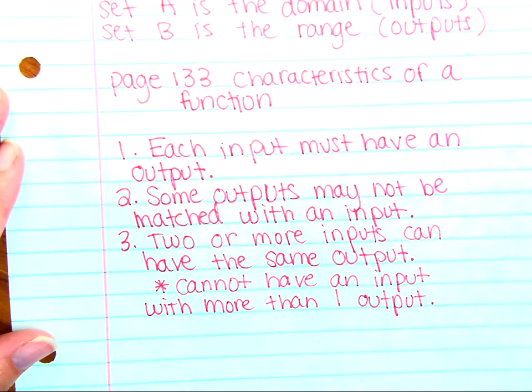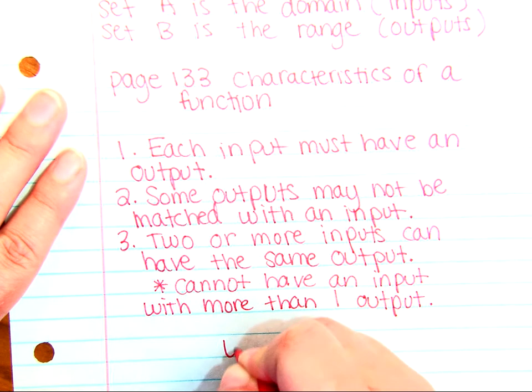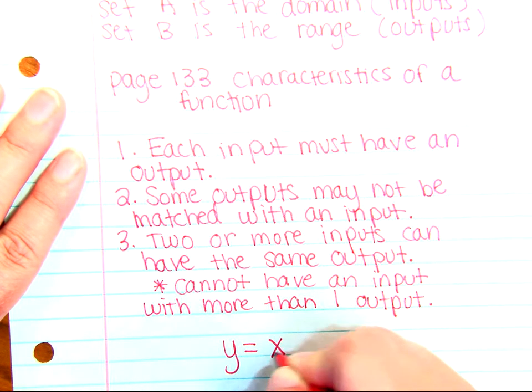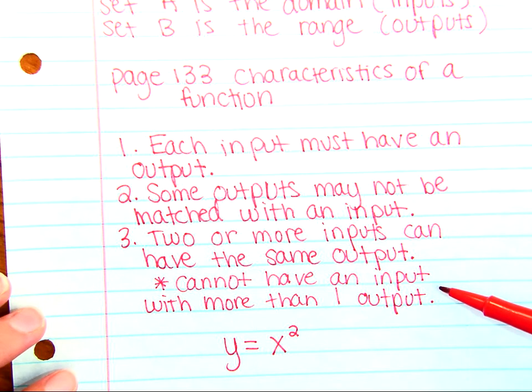Okay, so an example of number 3, 2 or more inputs can have the same output. A function that meets this rule would be y equals x squared. That would be an example of number 3, because 2 squared gets me 4. Negative 2 squared also gets me 4. So that's okay. I can have 2 or more inputs with the same output. However, I cannot have an input with more than one output.